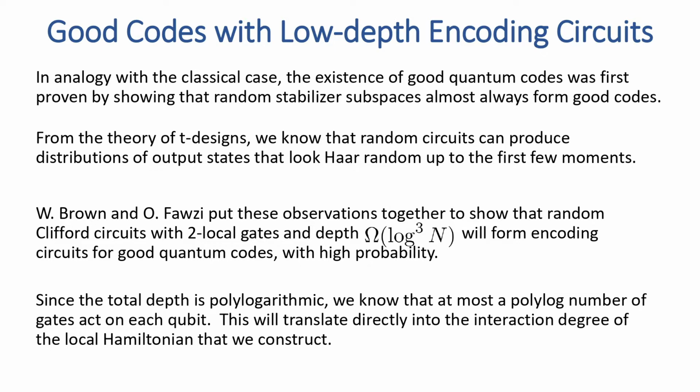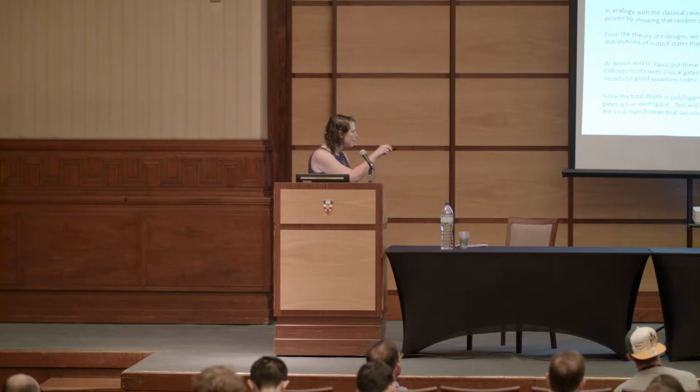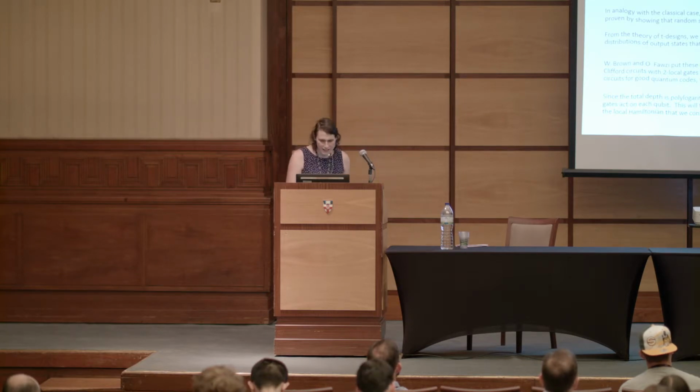Now, since the total depth of these encoding circuits is polylogarithmic, and the Feynman-Kitaev construction applies a local check term for each gate in the original circuit, this leads to a polylogarithmic number of gates acting on each qubit, and that's why we get a polylogarithmic interaction degree. I'll mention an open question related to this at the end of the talk.